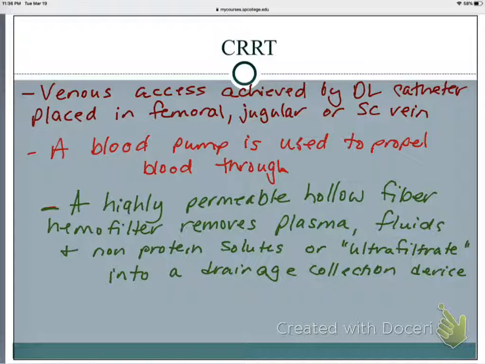Just a little bit about the access again. Venous access is achieved with a double lumen catheter placed in the femoral, jugular, or subclavian vein. A blood pump is used to propel the blood through. It's a highly permeable membrane with hollow fibers, a hemofilter, which will remove the plasma, the fluids, and non-protein solutes, or ultrafiltrate, into the drainage collection device. So it's the same idea, just a little bit different. Okay, and it's 24 hours a day, continuous.